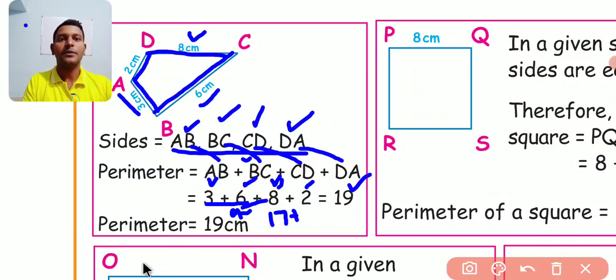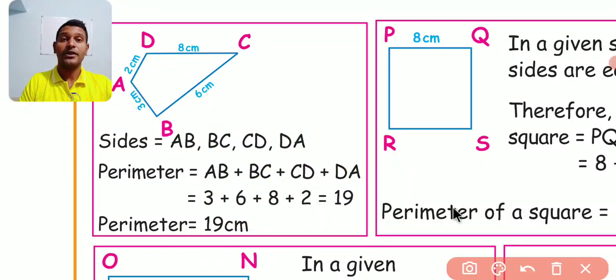So the perimeter is 19. Importantly, what is the unit? Centimeter. You have to write that. Here they are not writing the centimeter for adding, but for the perimeter, in the end you have to write the centimeter. That is called the unit, the standard unit. That's all, students. This is how you find the perimeter of figures.